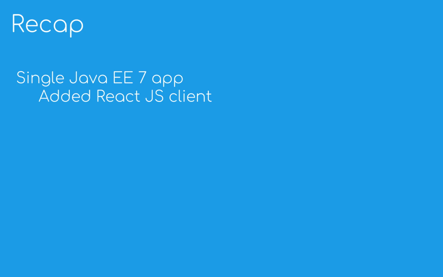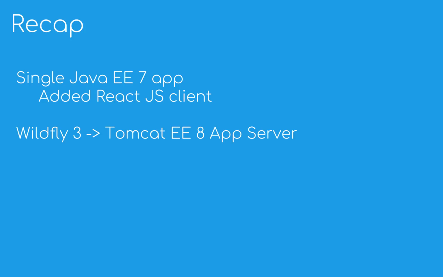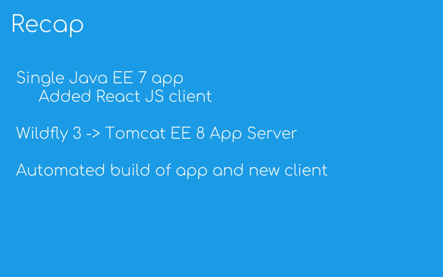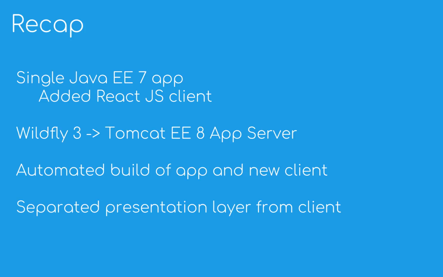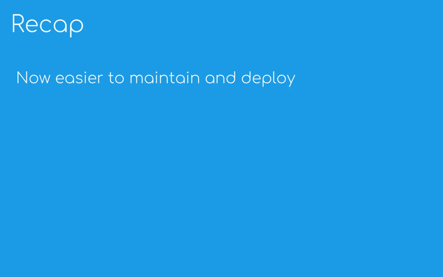At the start of this video, I had my app running in a Docker container. Now I've updated the main application and written a new JavaScript client to replace the Java Server Faces client. I've also migrated the application from the Wildfly server to a Tomcat EE server. I used Dockerfiles to automate the build and deployment of both the app and the JavaScript client. And I've separated the presentation layer from the application and loosely coupled it using the existing REST API. This makes the entire application easier to maintain and deploy.